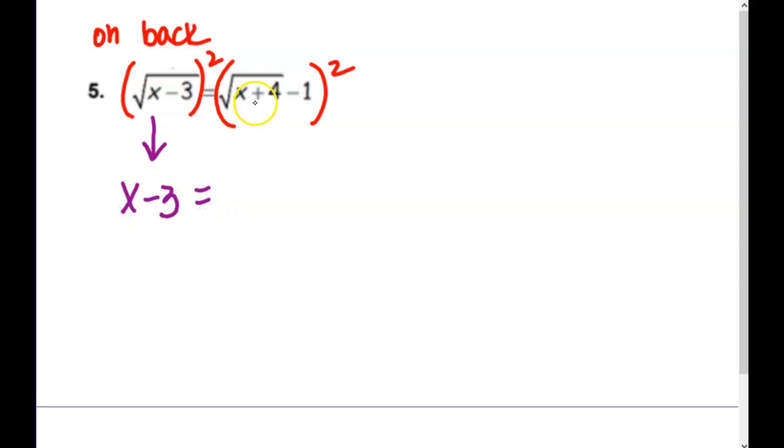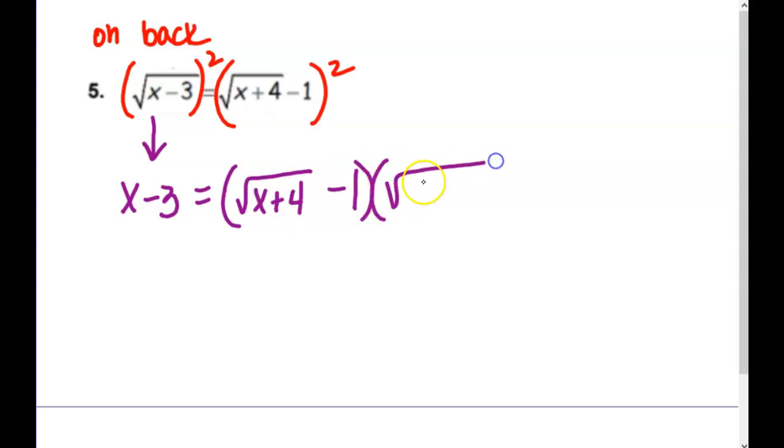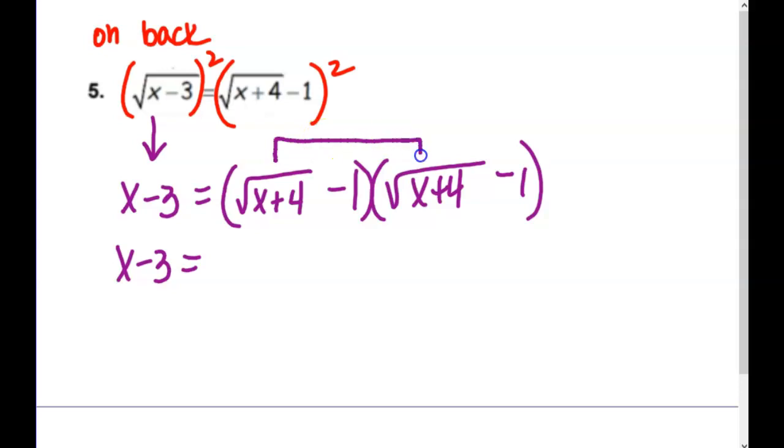But over here, because there's a minus in the middle, we have to actually FOIL it out. So x plus 4 minus 1 times the quantity x plus square root of x plus 4 minus 1. All right, we'll take this one step at a time. So this stays x minus 3. First term times first term: square root of x plus 4 times square root of x plus 4 is just going to become x plus 4. Everybody okay? Because it's x plus 4, quantity squared, so it's just x plus 4.